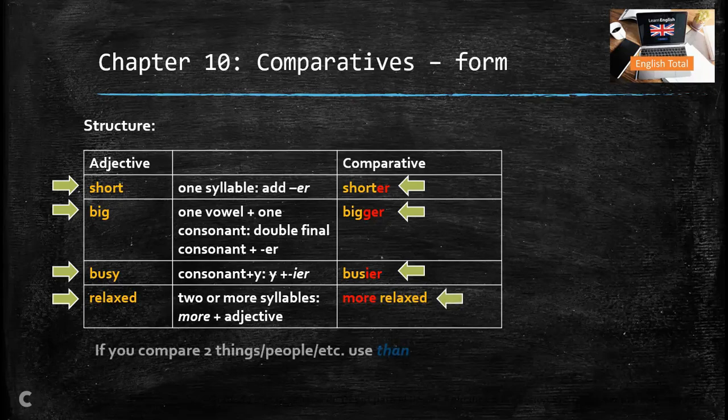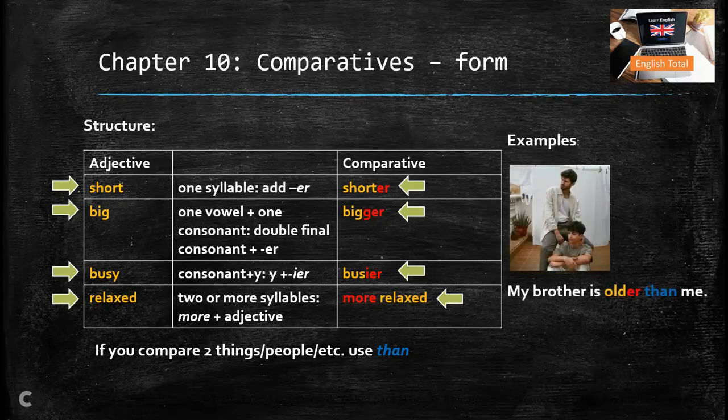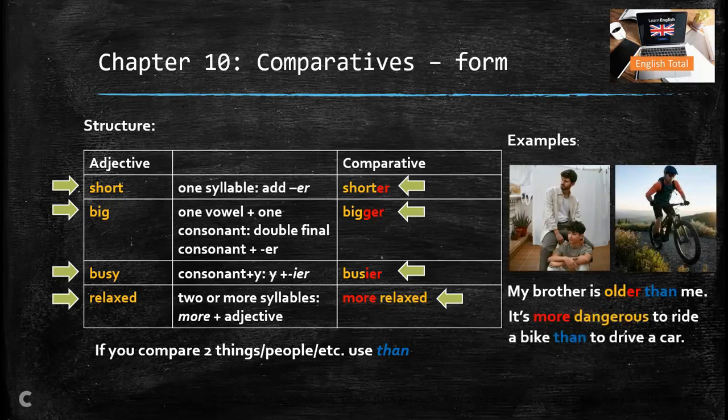Bear in mind that if you're comparing 2 things, you'll often need to use the word than. Here are 2 examples. My brother is older than me. It's more dangerous to ride a bike than to drive a car. As you can see, the rules are not difficult, but it takes time and practice to learn to use them.